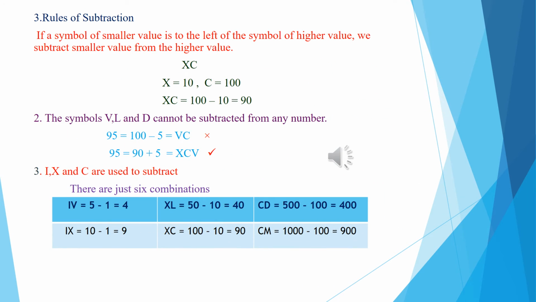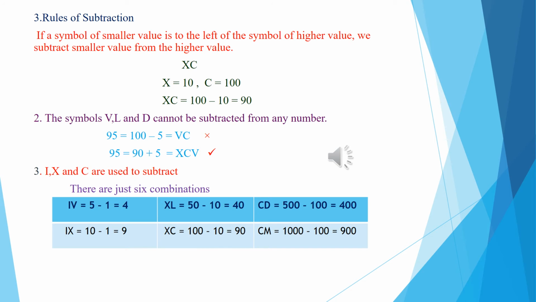Dear children, now let us study the rules of subtraction. If a symbol of smaller value is to the left of the symbol of higher value, we subtract the smaller value from the higher value. Look at the following example. Here the Roman numeral is XC. The value of X is 10 and the value of C is 100. Since X is smaller than C and it is to the left side of C, we will subtract it. So XC equals 100 minus 10, which equals 90.